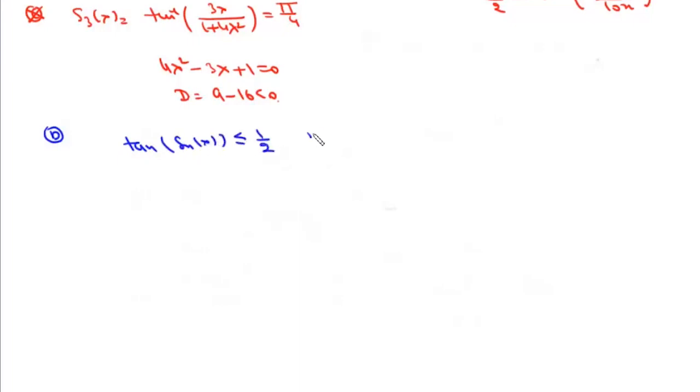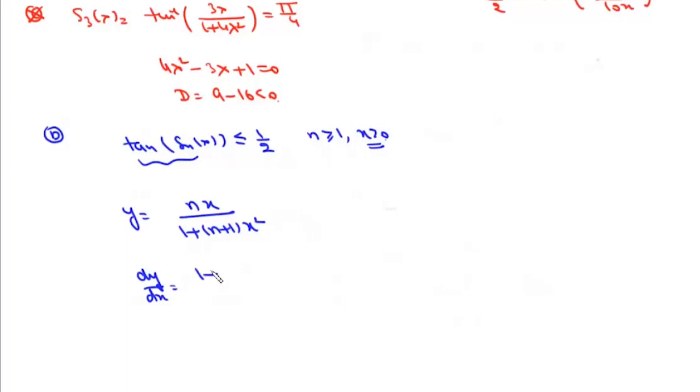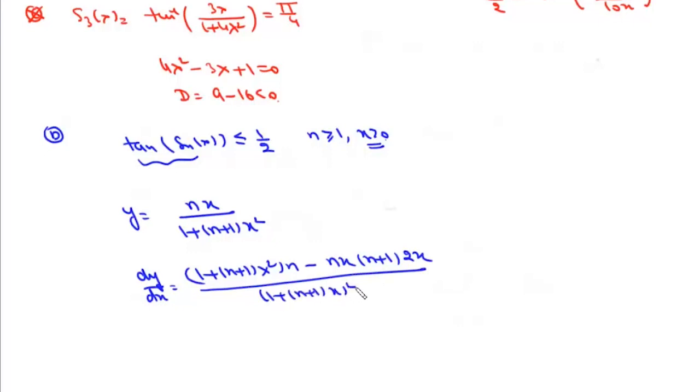Now in part D it says tan of Sn x is always less than or equal to 1 by 2 for any n greater than or equal to 1 and x greater than 0. Now what we'll do is take this as some function y, and this y will be nx upon 1 plus n plus 1 x square. Now we'll find its absolute maxima and minima when x is greater than 0. Now we find dy by dx. dy by dx will be 1 plus n plus 1 x square into n minus nx into n plus 1 into 2x upon 1 plus n plus 1 x whole square.